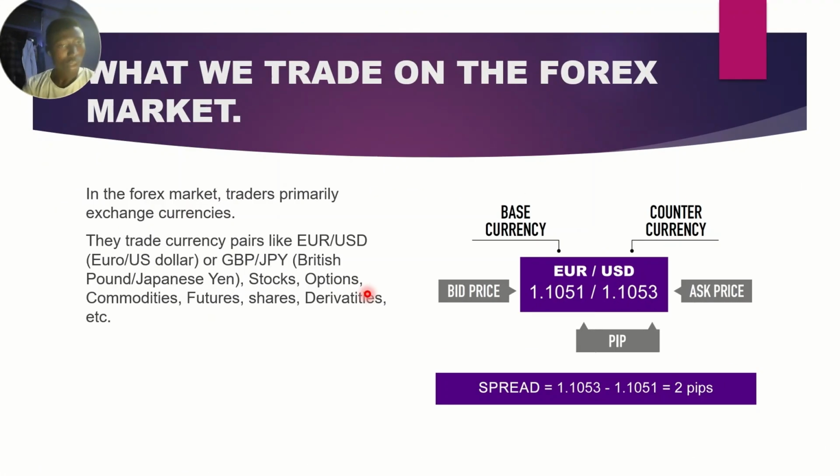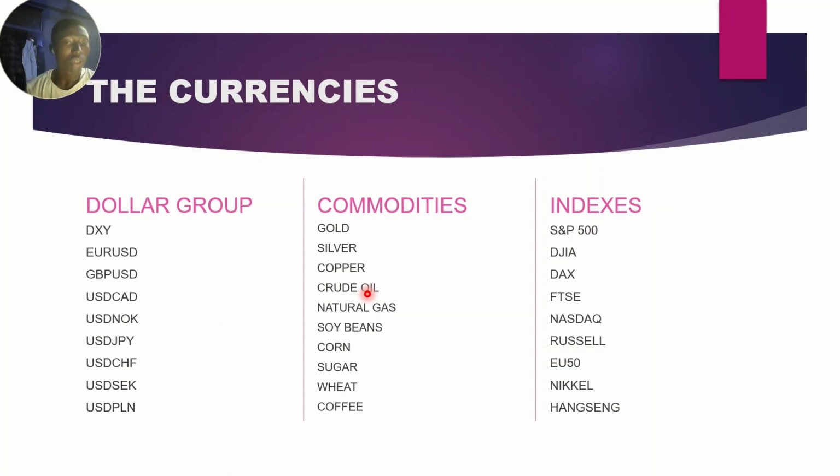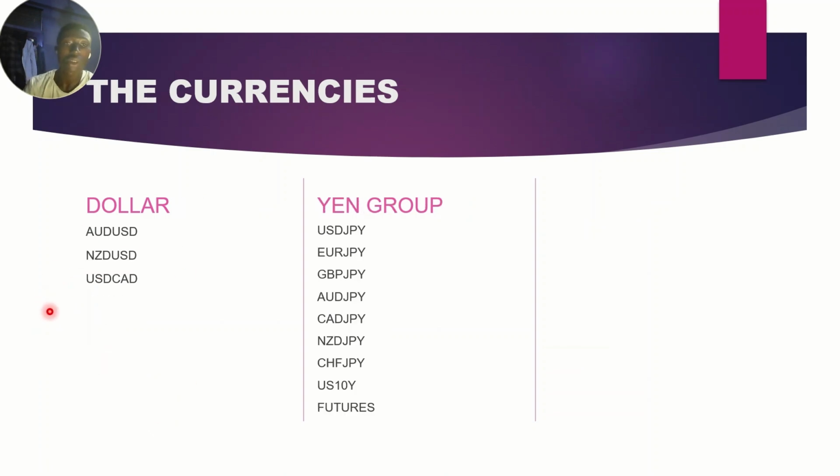Now let's continue. They trade currency pairs like EUR/USD, GBP/JPY, etc. And now let's go to the dollar group. We have these commodities over here. As I told you, we have natural gas, soya beans, corn, sugar, wheat, and then the indexes. We have the dollar group: USD/JPY, USD/CAD, USD/NOK, USD/CHF, USD/SEK, and USD/PLN. All these are currencies. We call them the dollar group. Then AUD/USD, NZD/USD, and CAD. And we have the Japanese yen group, and then we have the futures.